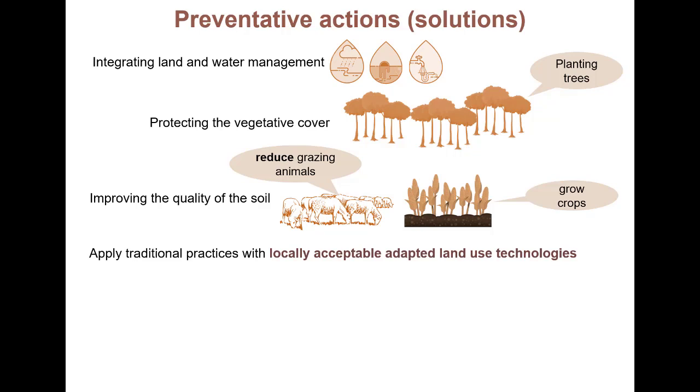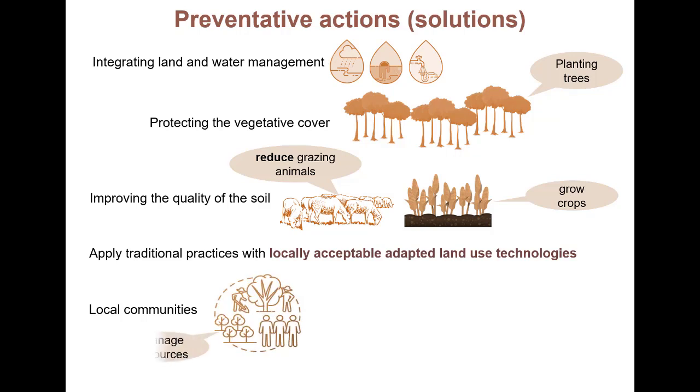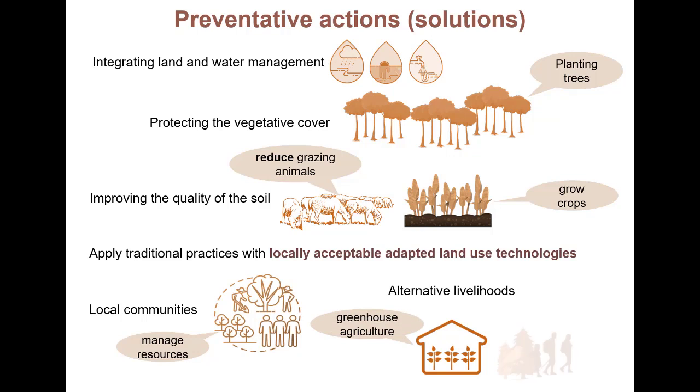Applying a combination of traditional practices with locally acceptable and locally adapted land use technologies. Giving local communities the capacity to prevent desertification and to manage dryland resources effectively. Turning to alternative livelihoods that do not depend on traditional land uses such as greenhouse agriculture and tourism-related activities.